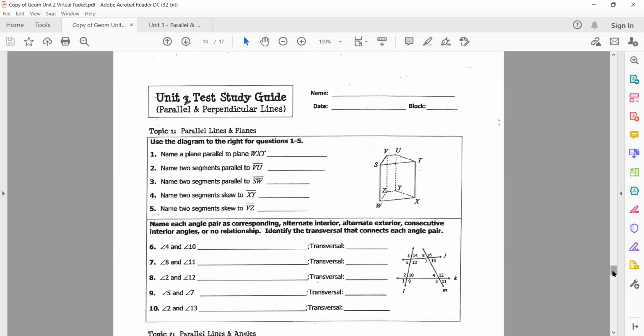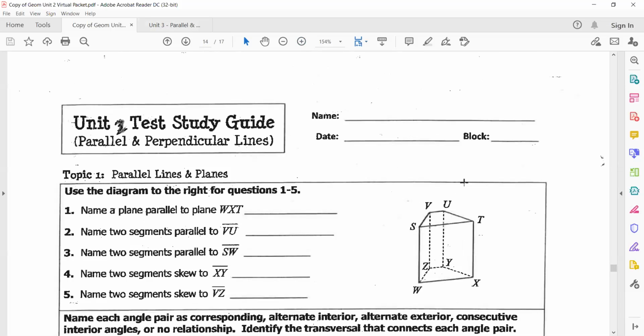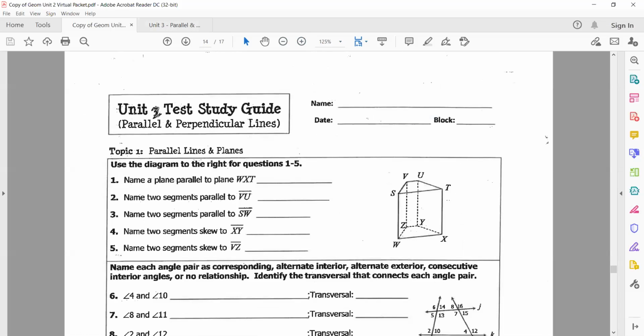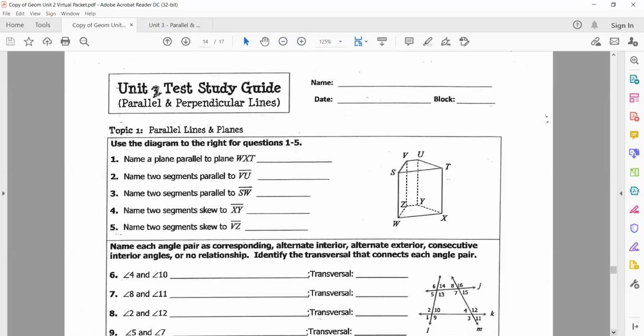So if you've got this handout, if you're looking at it at home, I hope. That's a little bit too big. The first part of this deals with parallel and perpendicular lines, and then it quickly gets into angle relationships.